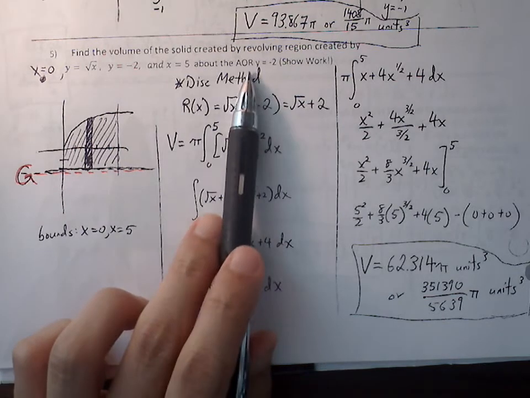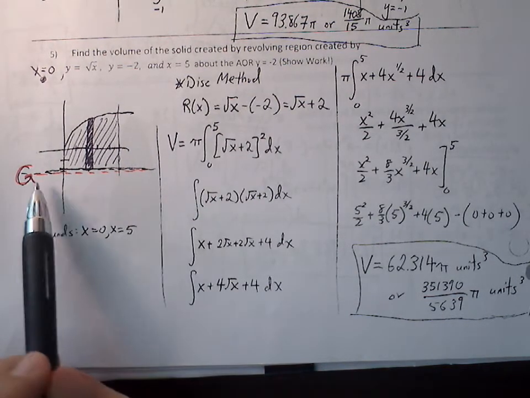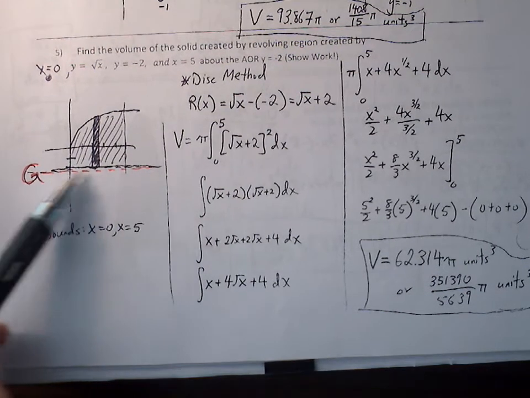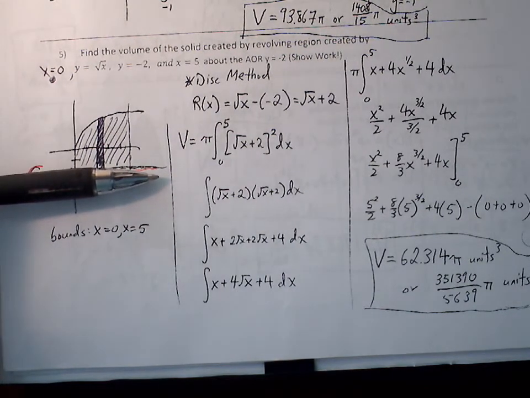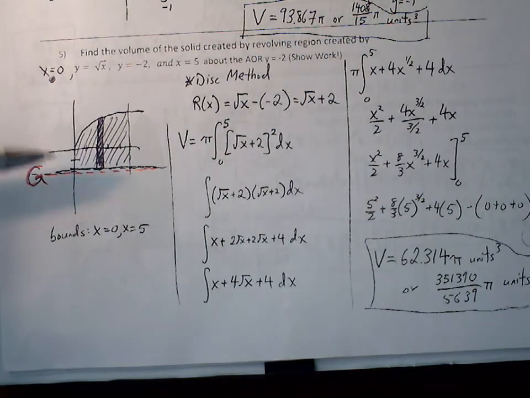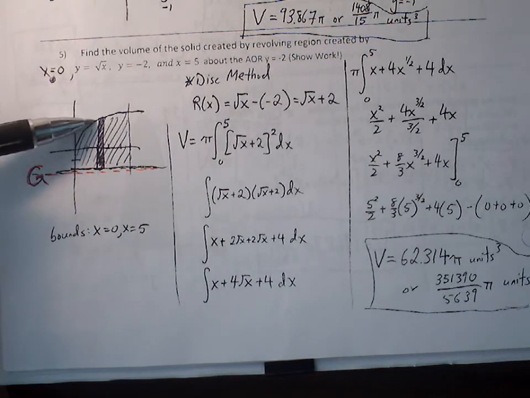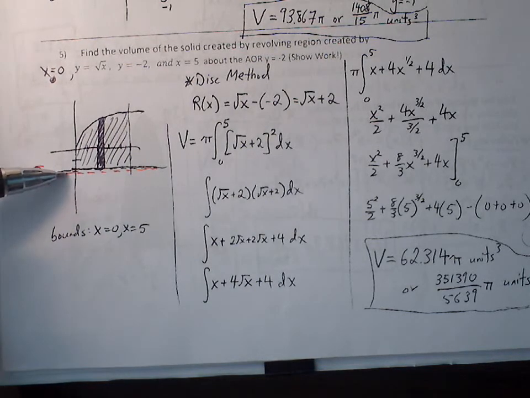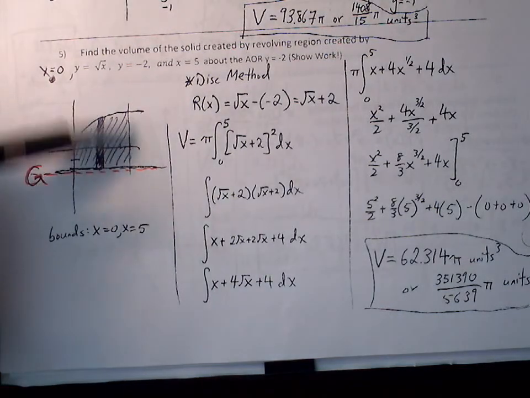We're rotating this shaded region around the line y equals negative 2, and we see y equals negative 2 relative to the shaded region. There's no gap. It's right up against that bottom side of our shaded region. So all we need is one radius that extends from the axis to the boundary of our shaded region. Our bounds are easy to find. We can tell by looking at the graph. The left bound is 0. The right bound is going to be a positive 5.